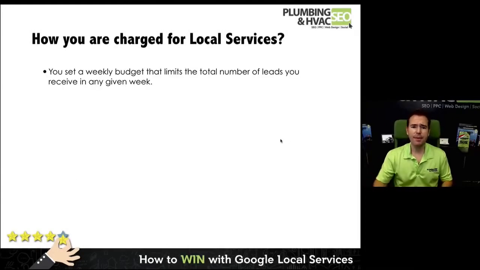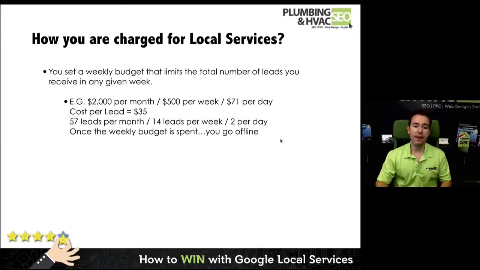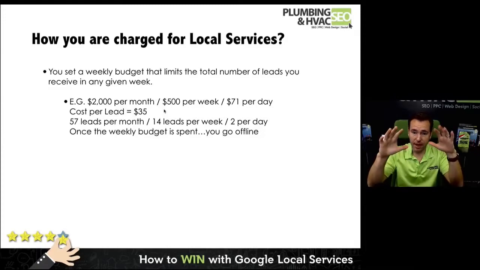How you're charged, basically you set a weekly budget, which is the maximum that I'm going to pay any given week to get my leads. And then they basically carve that out based on what the cost per lead is. So just as an example, if you have a $2,000 a month budget that you're willing to put at this, you divide that by 4, that gives you a $500 per week budget, which is $71 per day. If the average cost per lead is $30 or $35, then by the time you get 1 or 2 leads, you come out of the results.